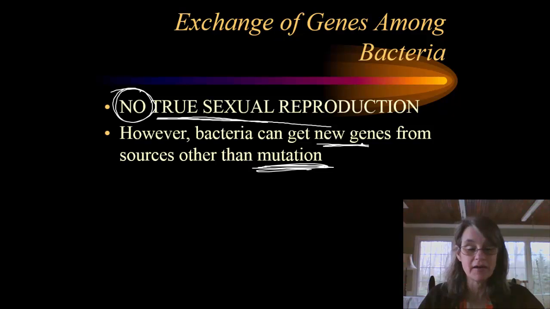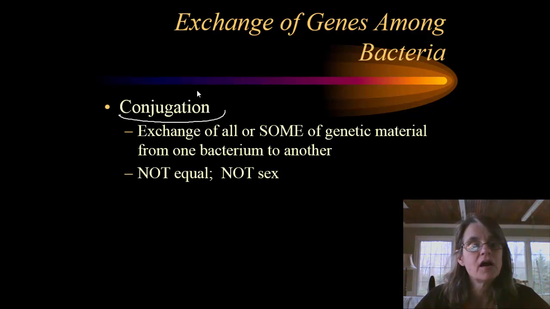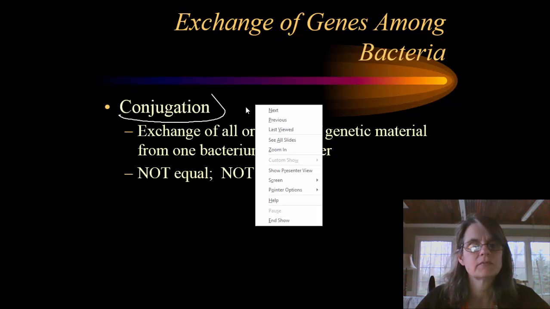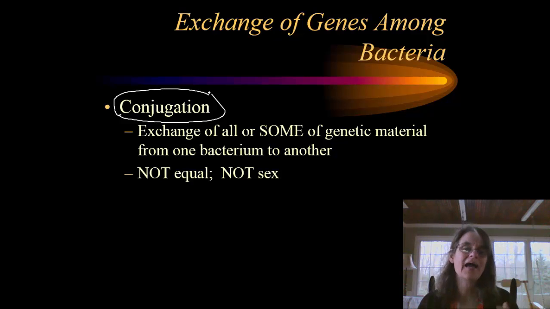So how can they do that if they don't engage in sexual reproduction? There is a process called conjugation. Conjugation. And to us, if we were just looking at two bacteria undergoing conjugation, we'd think they were having sex. It's what it looks like, but it's not.